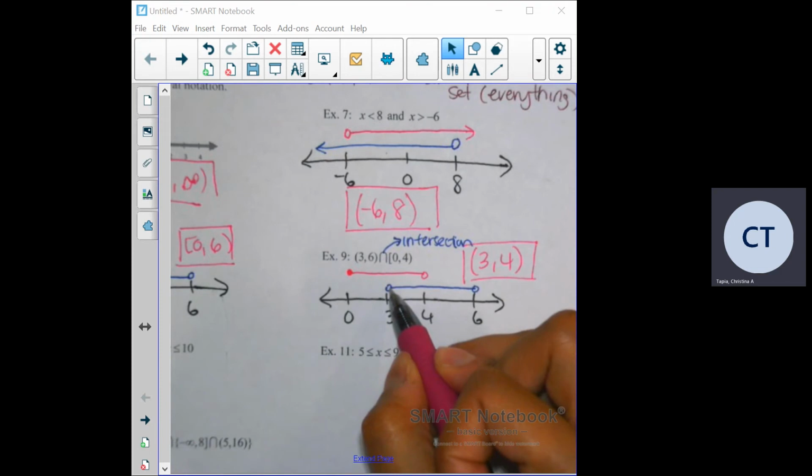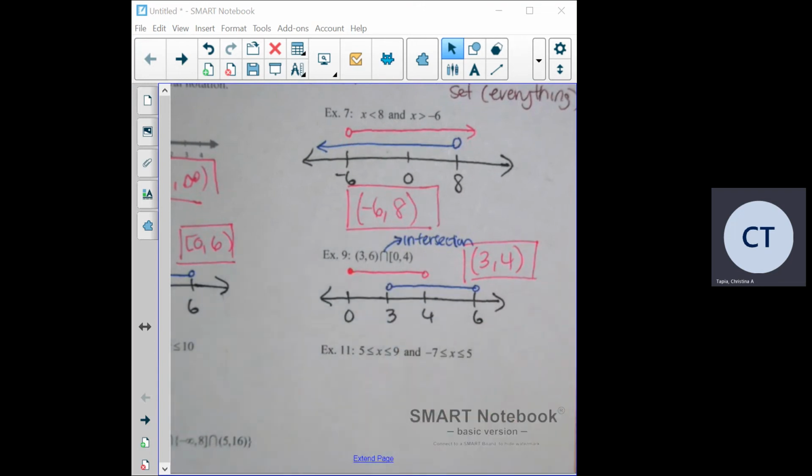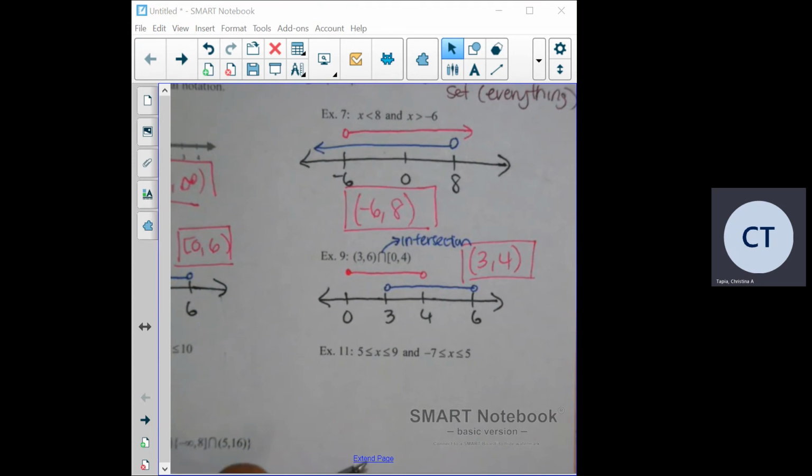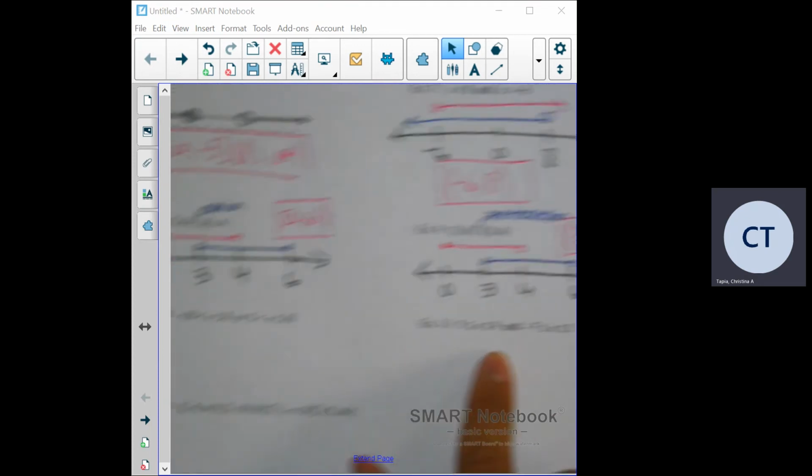Reason why is because you cannot include 3 if it's an open circle. So especially since it's an intersection, you cannot include it. Same thing with the 4. All right, pretty simple. I'm going to do number 10. You guys are going to try number 11 in just a second.